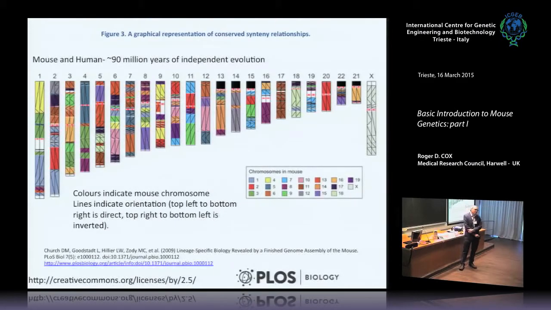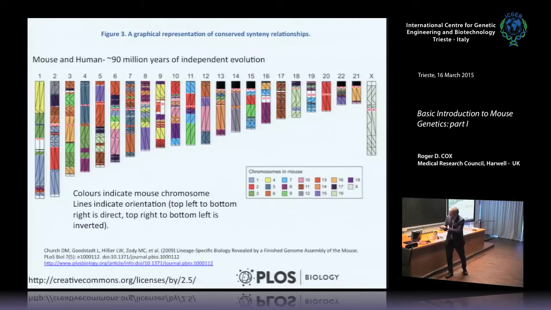So mouse and humans separated some 90 million years ago. And there's been quite a bit of rearrangement of the chromosomes. Obviously, the chromosome number is different. So the colors here indicate mouse chromosomes. There should be 23 chromosomes here. I think there's something slightly wrong with the numbering. 23 pairs, so this is the human chromosomes. And you can see the colors indicate bits of mouse chromosome. So you can see there's been quite a bit of rearrangement, but within large blocks.